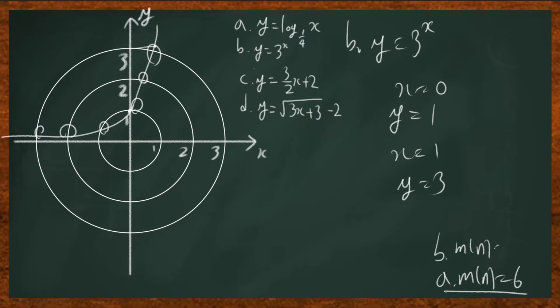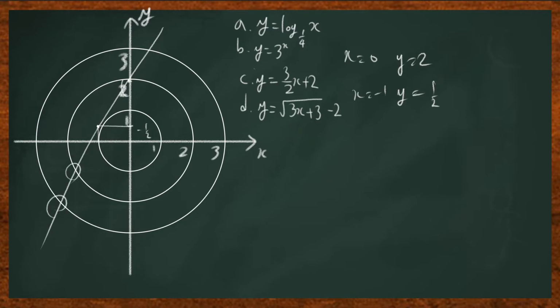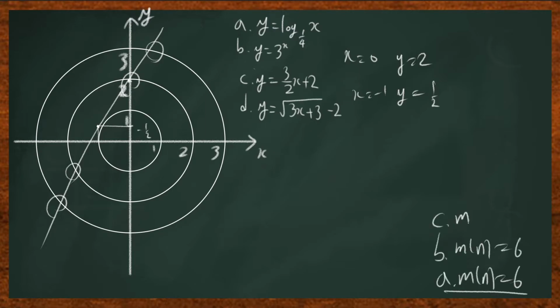Next one. y equals 3/2 times x plus 2. As we have done before, let's put in some values. When x equals 0, y is 2. x equals -1, y will be 1/2. Because of that, it will be drawn like this, and we can say that the intersection point of this line and the circle will be 4. So the intersection point of C will be 4, which means Mn is equal to 4.